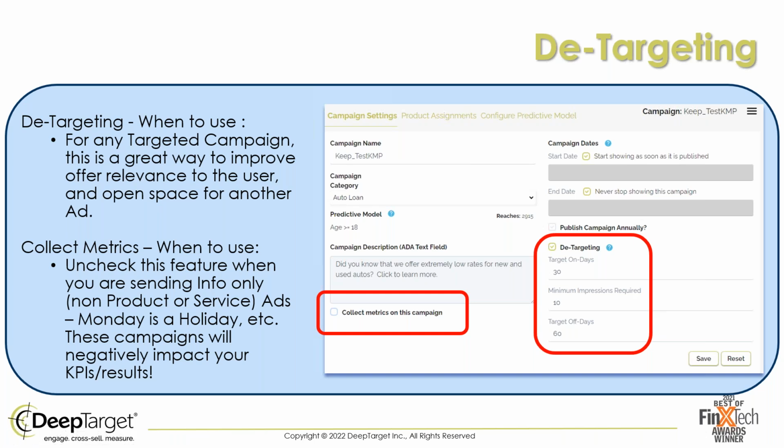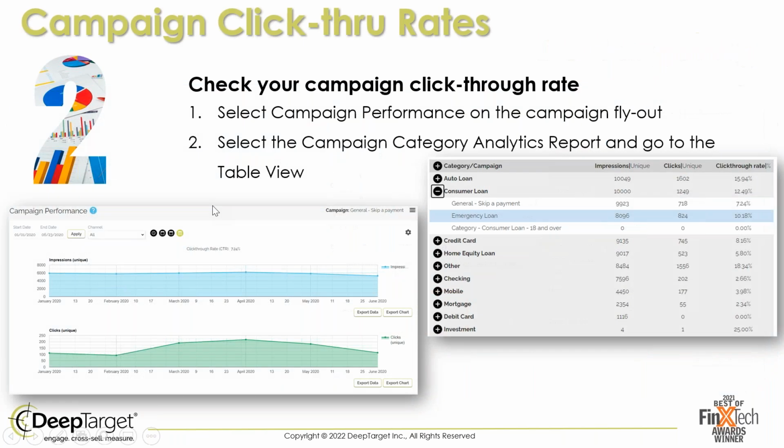Two other really important aspects. One is detargeting. Just as a reminder, you can set on and off timeframes for every single campaign, once again, to capture the attention of those digital users that are perhaps not looking right now, but are over the next 6 months. And so that can be really key in what you're doing. And if you just have informational campaigns, like we have a branch opening coming up, or we're celebrating St. Patrick's Day, something of that sort, turn the metrics off on that campaign, because it will dilute your numbers overall.